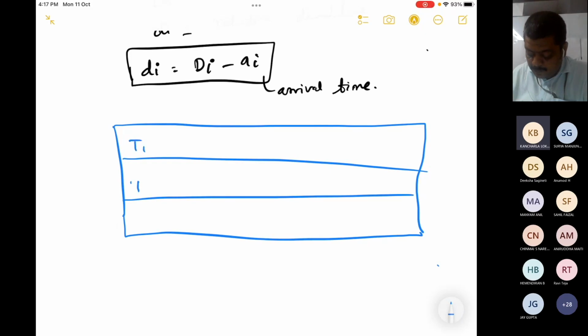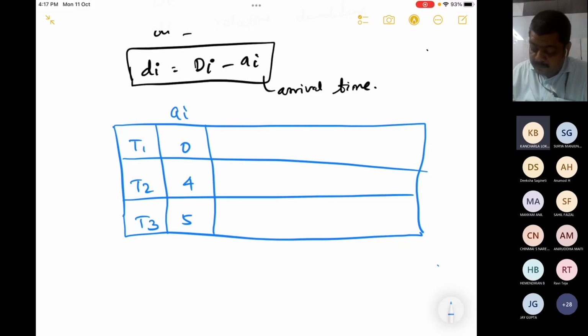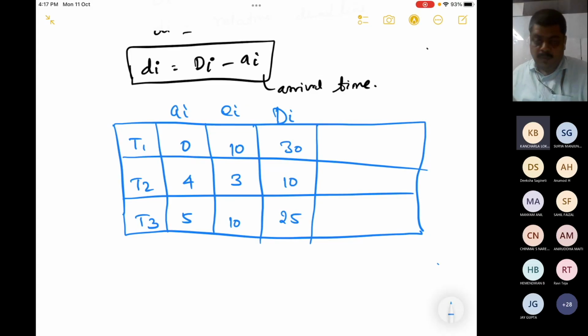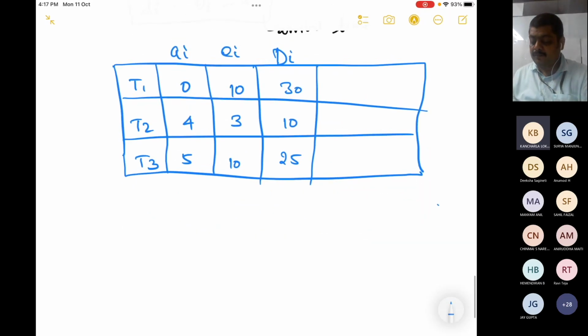So T1, T2, T3. The arrival times are 0, 4, 5. The execution times are 10, 3 and 10. And the absolute deadlines are 30, 10 and 25. Okay, so we cannot fix priorities at compile time, because the priority has to be checked at the initial time. We have to check the priority every time unit.